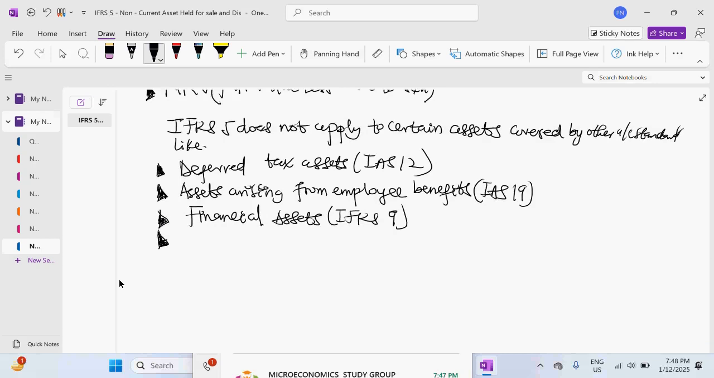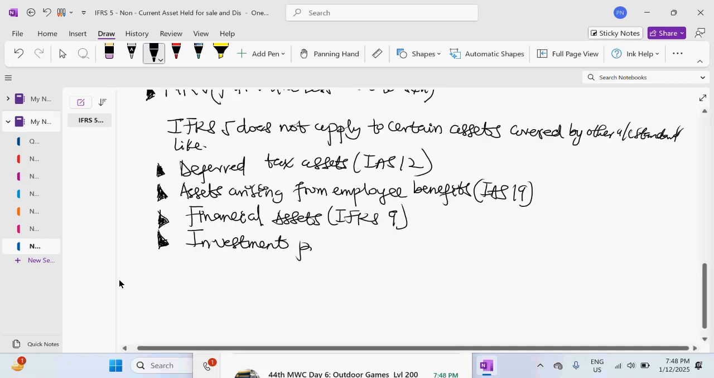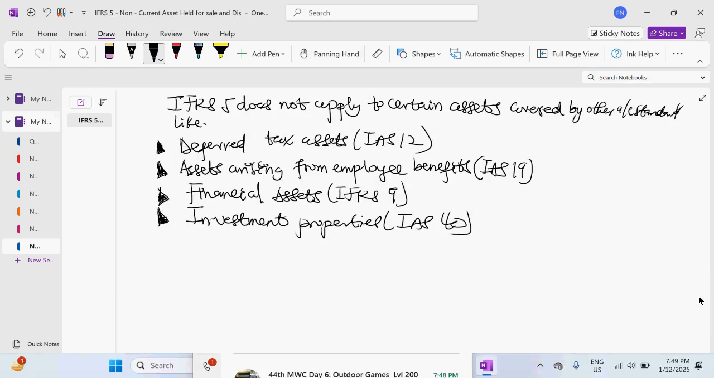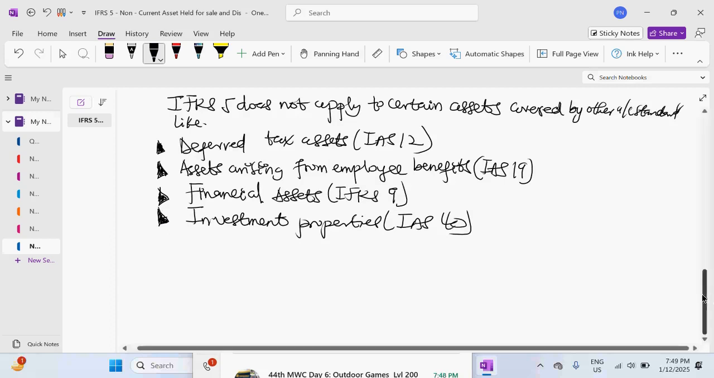Then investment properties, IAS 40, is also not included. Then agricultural, biological assets, and many more.